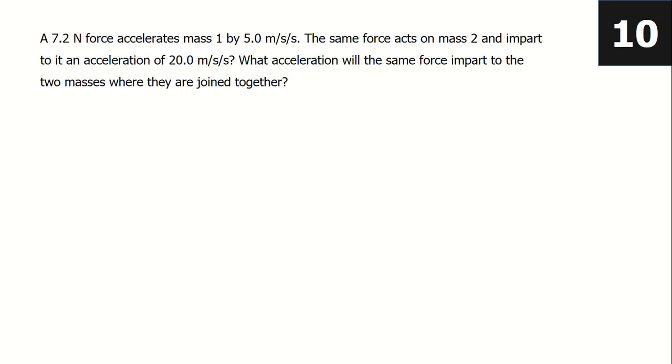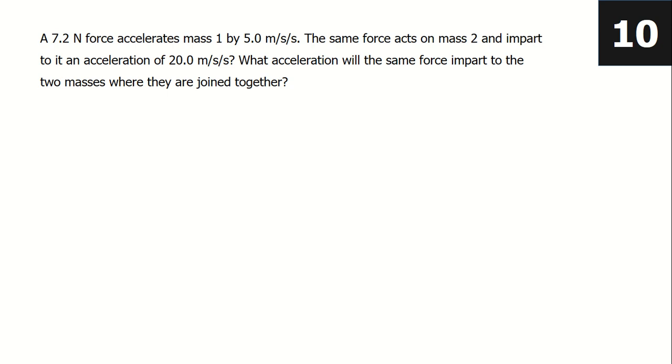Okay, on item 10. So again, this is a multiple step item. So you would have to do several steps to come up with your final answer. So a 7.2 Newton force accelerates mass 1 by 5 meter per second squared. So here, what you should be realizing is you're not given with the mass, but at least you're given with the force and the acceleration. So you can still solve for the mass of object 1.